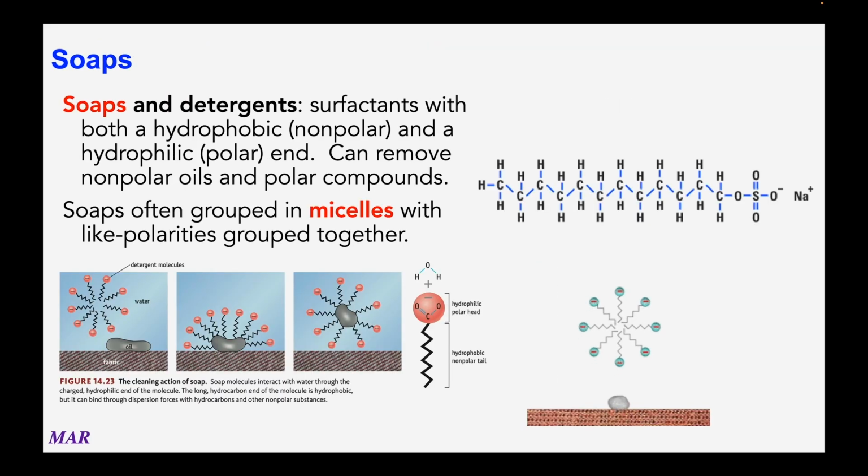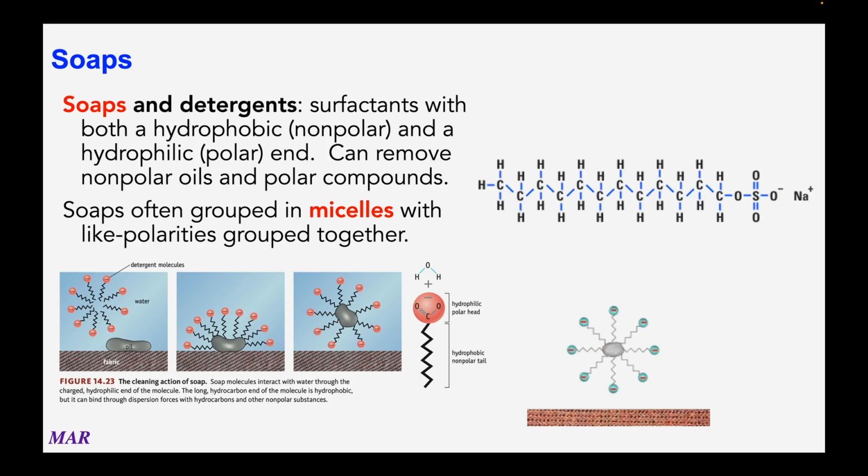A soap micelle consists of a group of surfactant molecules with hydrophobic tails pointing inward and hydrophilic polar heads pointing outward. The micelle absorbs nonpolar oily liquids and carries them away as an oil in water colloidal dispersion. Soaps and detergents are basically surfactants that have both a polar and a non-polar part to them, and it's really amazing. So let's say that you get a stain on your shirt.